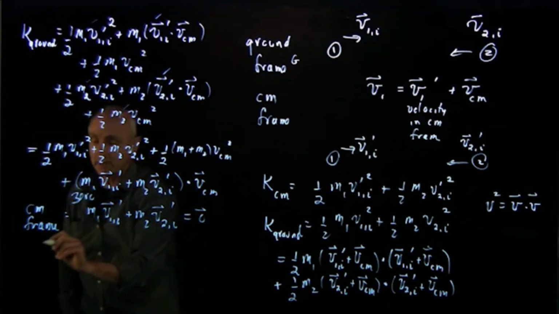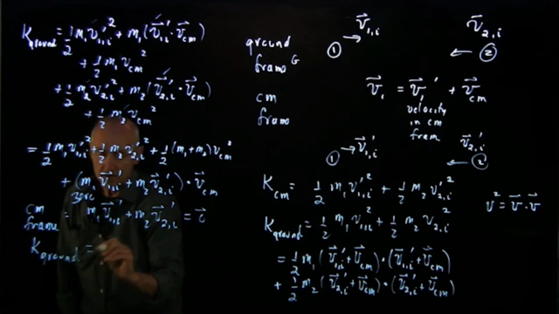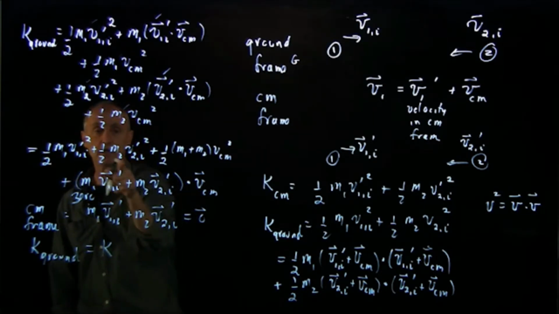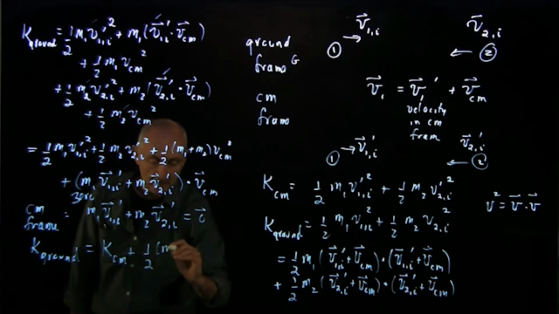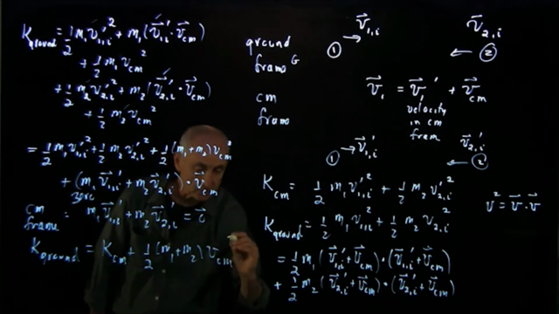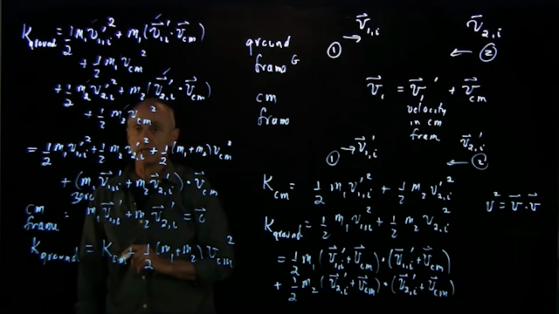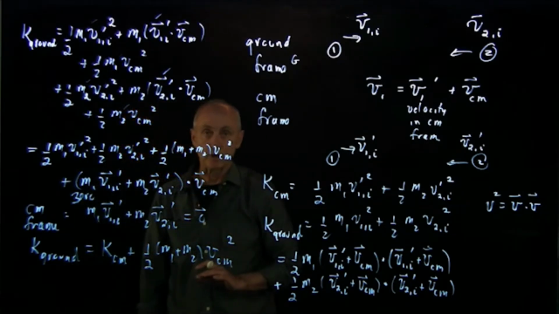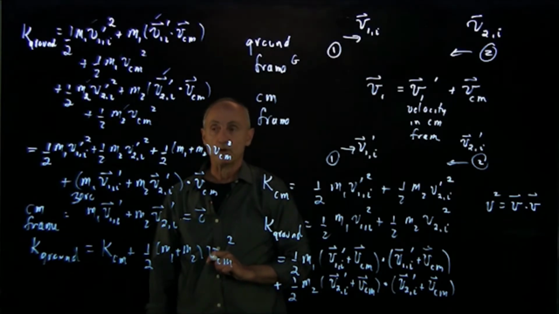And thus we get that the kinetic energy in the ground frame is equal to the kinetic energy in the center of mass frame plus 1/2 m1 plus m2 times vcm squared. And that's how kinetic energy relates in different reference frames. The next thing we'll look at is how that changes when we have a collision.